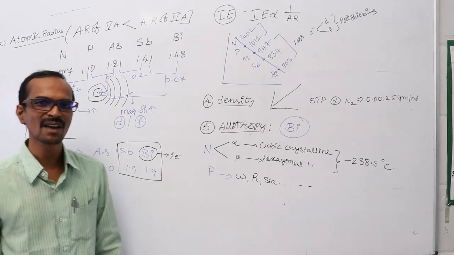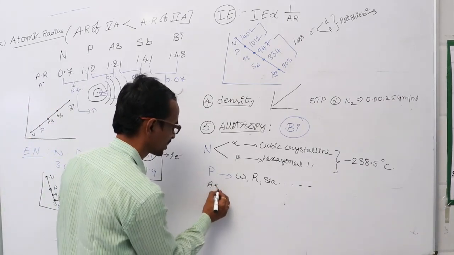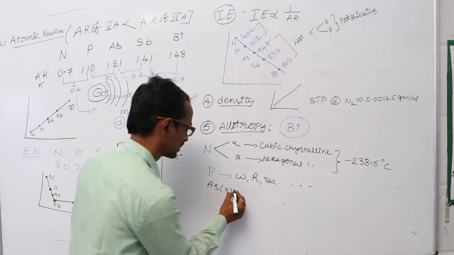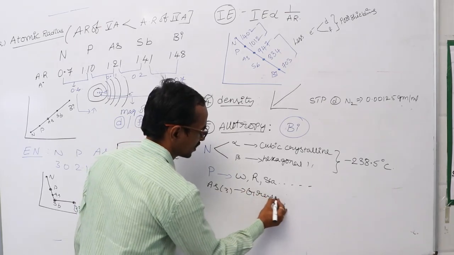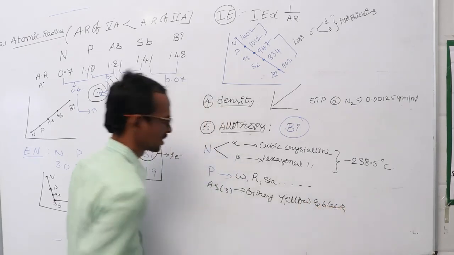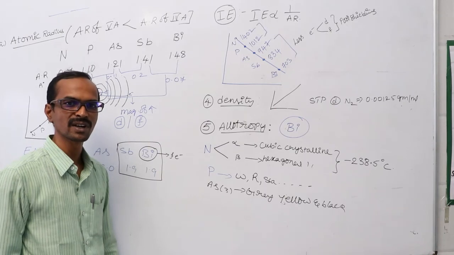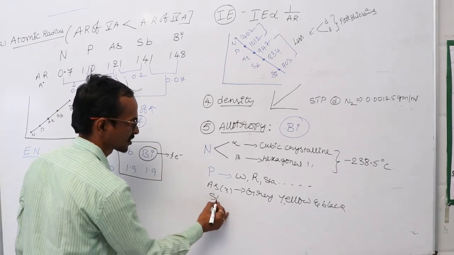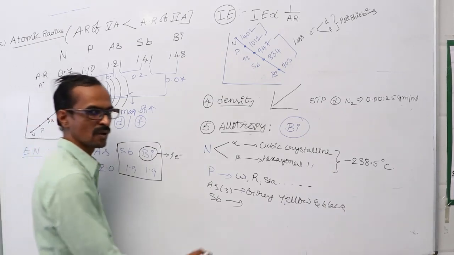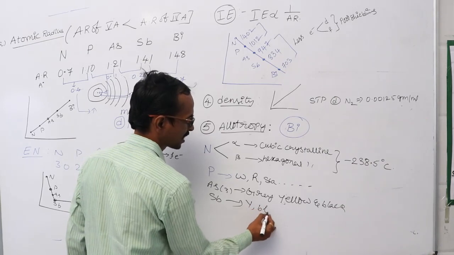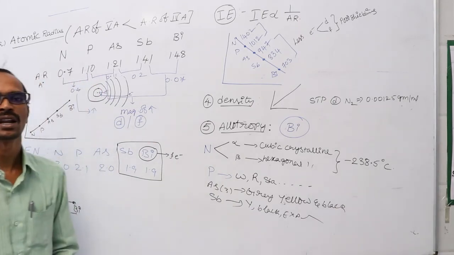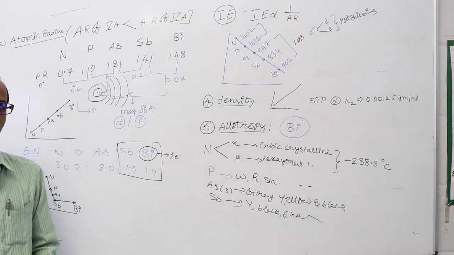And arsenic has three different allotropic forms: grey, yellow, and black. Next, antimony has three different allotropic forms: yellow, black, and explosive form. Three different allotropic forms are available for antimony.